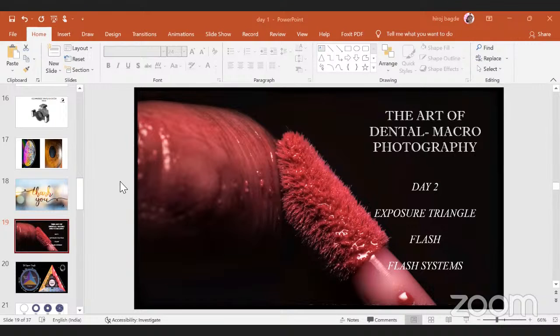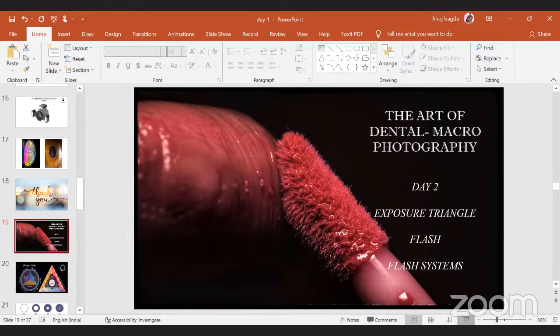I am Preeti here. I welcome you all for today's 5-day workshop, which is titled Photography in Dentistry and Application of Macro Photography. And today is the second day of the workshop. Today's topic is Light and Lighting System. Presenting this session, we have with us today's expert, Dr.